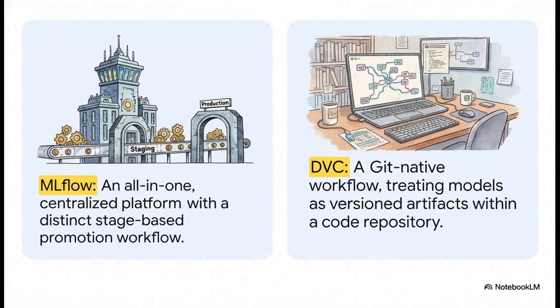And this really breaks down the two philosophies. So on one hand, you've got MLflow. It's this dedicated, all-in-one, centralized platform with a very explicit workflow. Then you've got DVC. This is a completely different beast. It's Git native. It basically says, hey, let's treat models just like we treat code. A new model version? That's just a new Git commit or a new tag. It's less of a separate platform and more of an upgrade to the development process you already have.